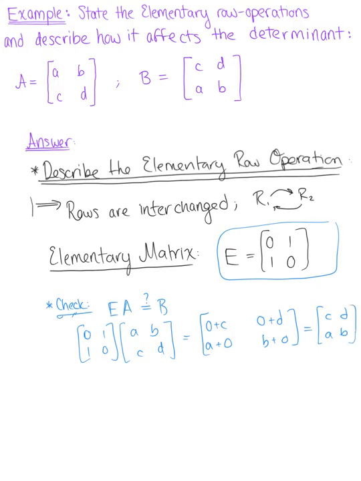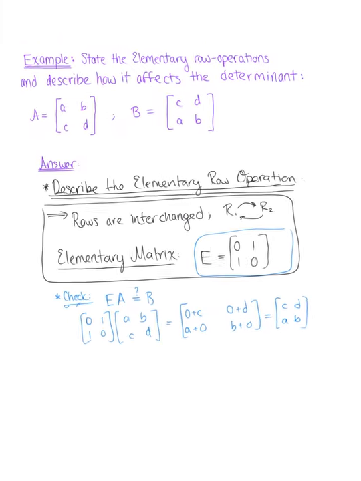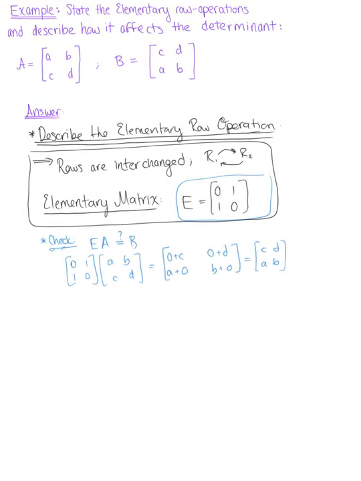So we know, again, comparing these two matrices here, that the rows are being interchanged, and we've defined the elementary matrix for this row operation. And so then to prepare us for our next section, we want to go ahead now and describe the effects on the determinant.